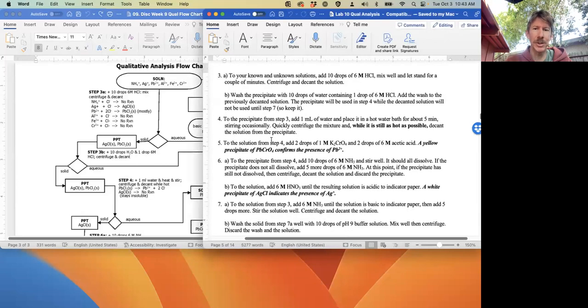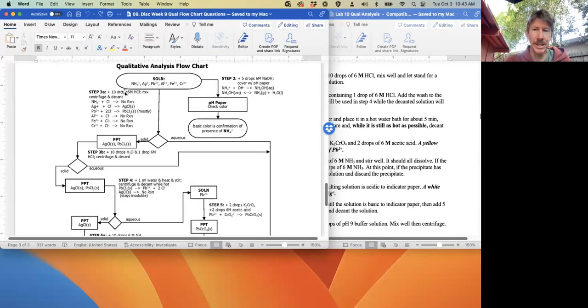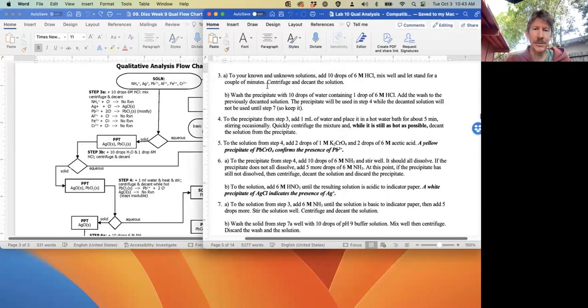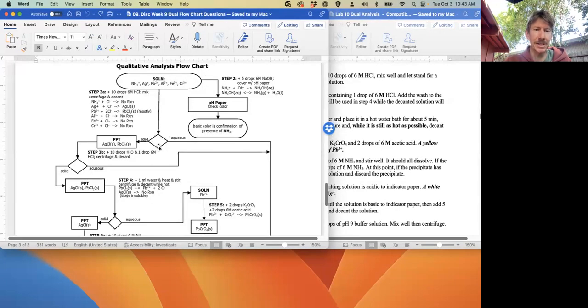Step 3A says to your known and unknown solutions, add 10 drops of 6 molar HCl, mix well, let stand for a couple minutes, centrifuge and decant. The centrifuge and decant is this diamond. When you centrifuge, you're going to collect all the solid in the bottom of the test tube. The aqueous portion will be the liquid that's above. When you decant, you're pouring that liquid into a new test tube while leaving the solid behind. So you end up with an aqueous phase.